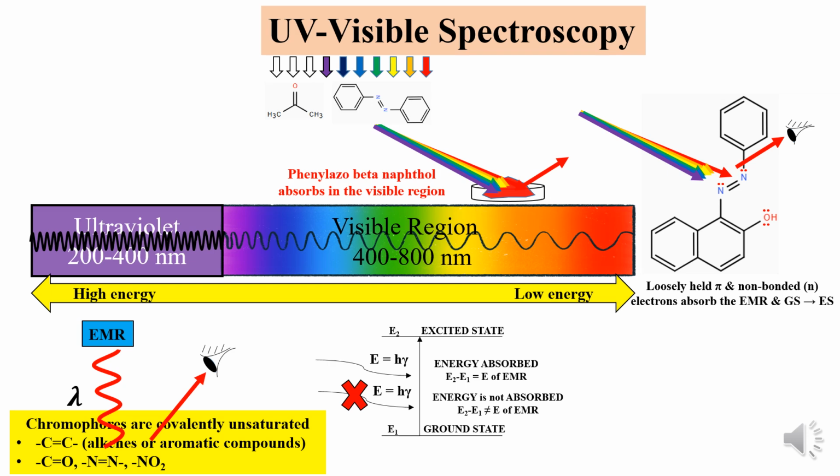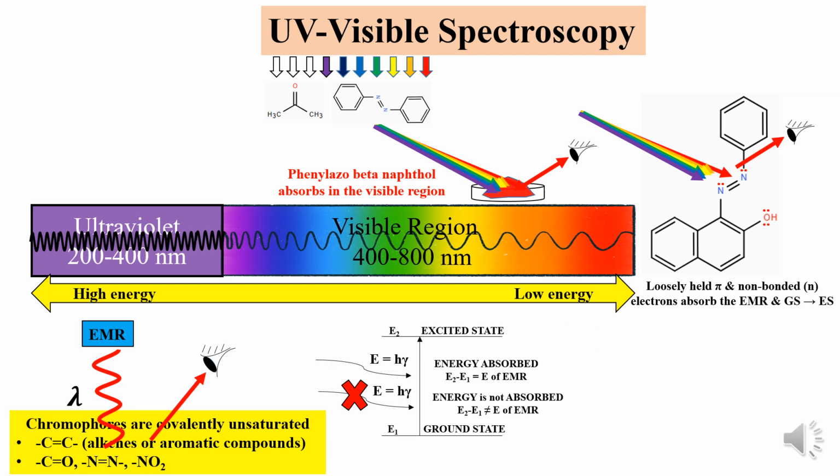And why does it absorb in the visible region? Because of its low energy. So energy in the visible region is more than sufficient to cause electronic transitions, or to cause excitation of electrons that are loosely held. So in the azo group, you can see there are two types of electrons. One is the loosely held pi electron, the other is the very loosely held non-bonding electrons. So the energy in the visible region is more than sufficient to bring about excitation of these two electrons present in the azo group.